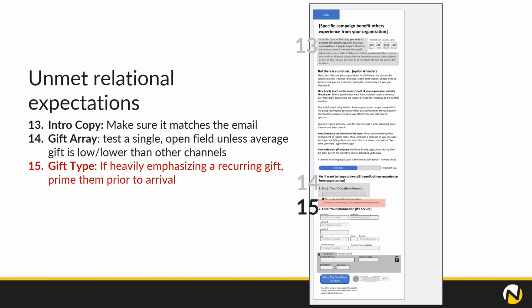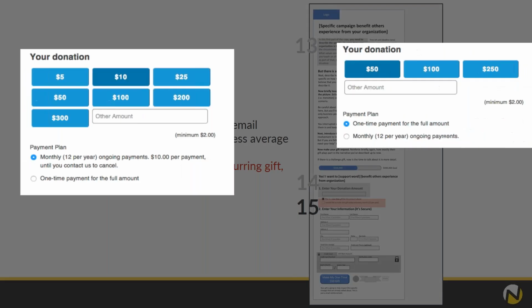Finally, gift type. If you're going to heavily emphasize a recurring gift on your page, just prime them. Because what I'm finding is that the expectation appears to be, I'm coming to make a single gift. So what happens is sometimes, if you're not careful, you can actually turn somebody off. Let me show you an interesting example. This isn't what I would call the cleanest test in the world, but you can see by the design of the test what they were trying to do.